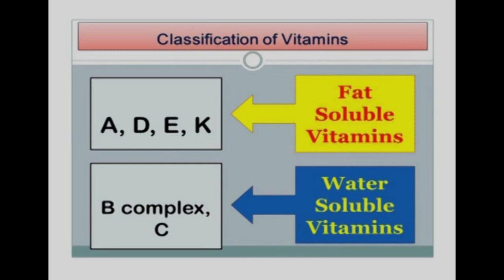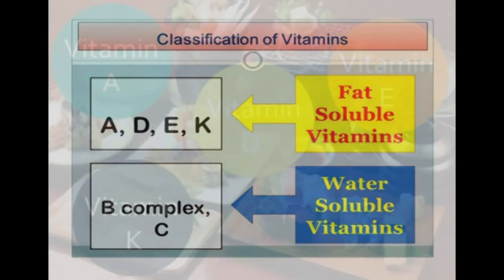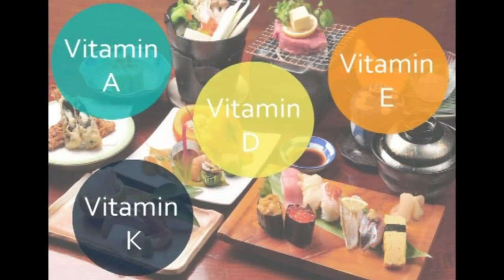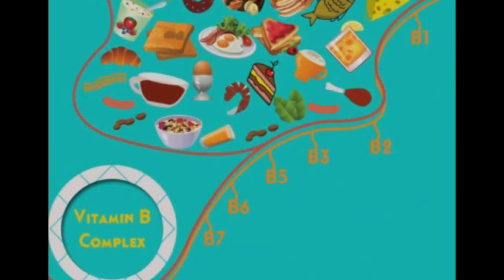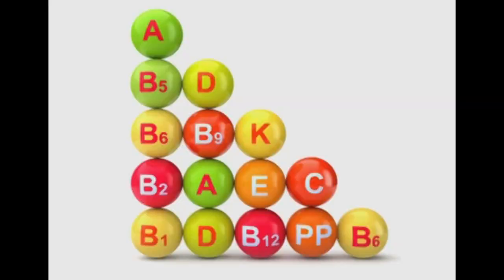We have fat soluble vitamins and water soluble vitamins. Fat soluble vitamins include vitamin A, vitamin D, vitamin E and vitamin K, whereas water soluble vitamins include B complex vitamins and vitamin C. When we say B complex, that means it is not a single vitamin. It includes many vitamins like B1, thiamine, B2, riboflavin, then B6, niacin, folic acid, B12, and so on. That's why it is called B complex.